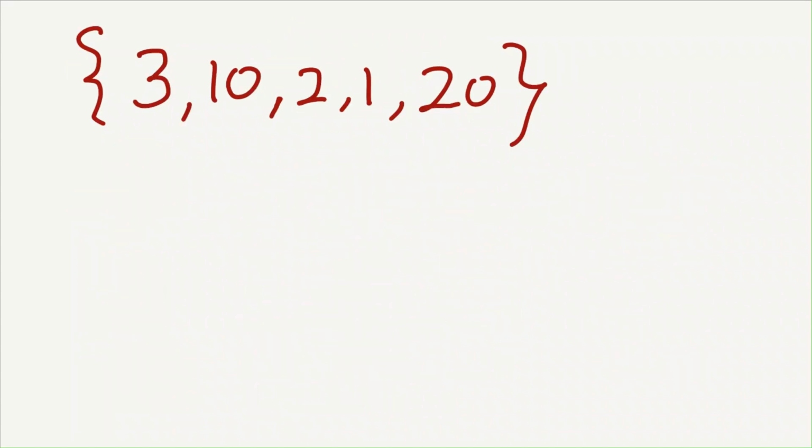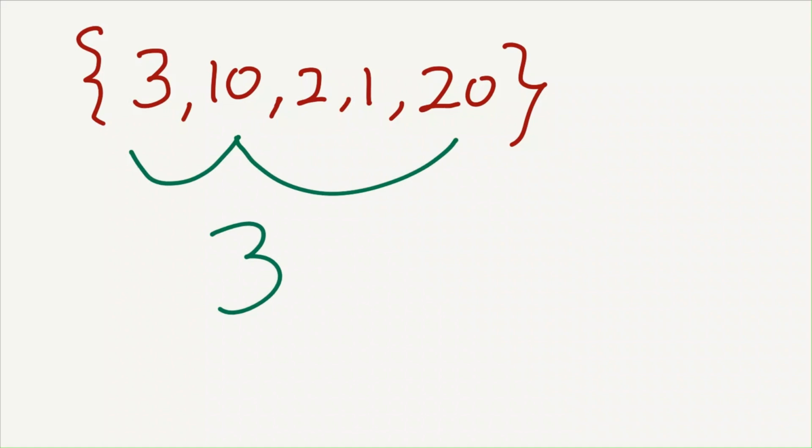Let's consider another example. The longest increasing subsequence in this array will be 3, 10 and 20 with the maximum length of 3. The other subsequence will be 1 and 20, which is 2, or 2 and 20, the length is also 2. So the maximum length of the longest increasing subsequence is 3.